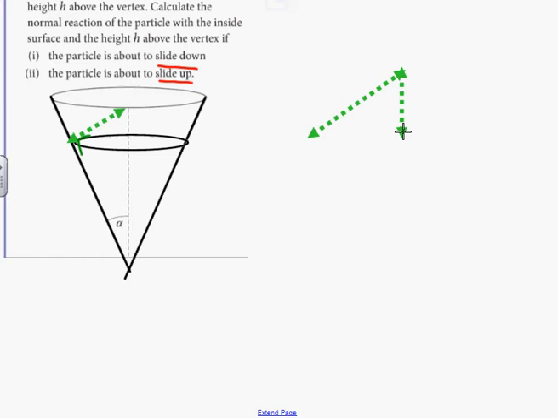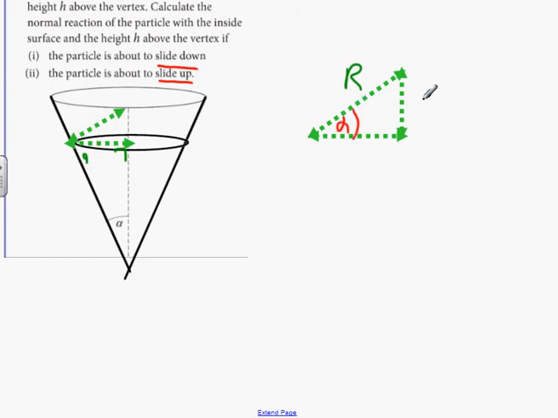So I want to resolve R parallel and perpendicular. Is that right? If I draw it across like this, what angle is this? 90. This one here is 90 minus alpha. And this part here, because it's 90 degrees itself, it must be alpha. So what I've basically solved there is that that's alpha.